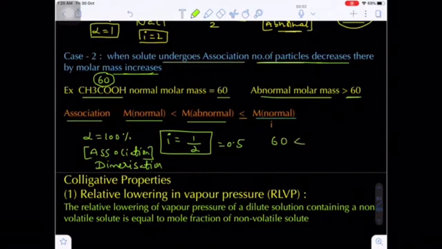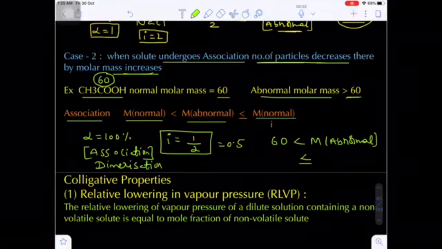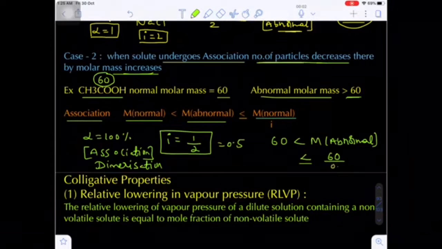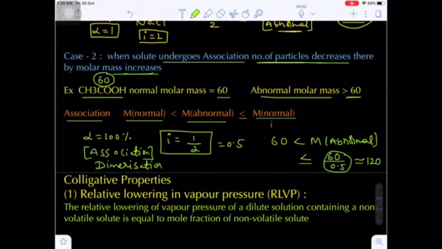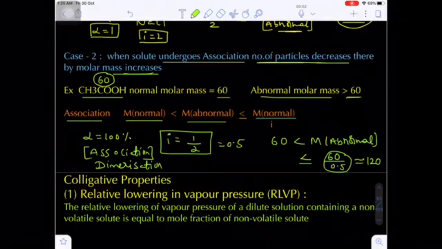60, which is less than the abnormal molar mass, which will be given in the question. And that is less than or equal to the normal molar mass of acetic acid, 60, divided by the iota value 0.5. That means overall this value becomes how much? 120. That means the molar mass will be greater than 60 and less than 120.